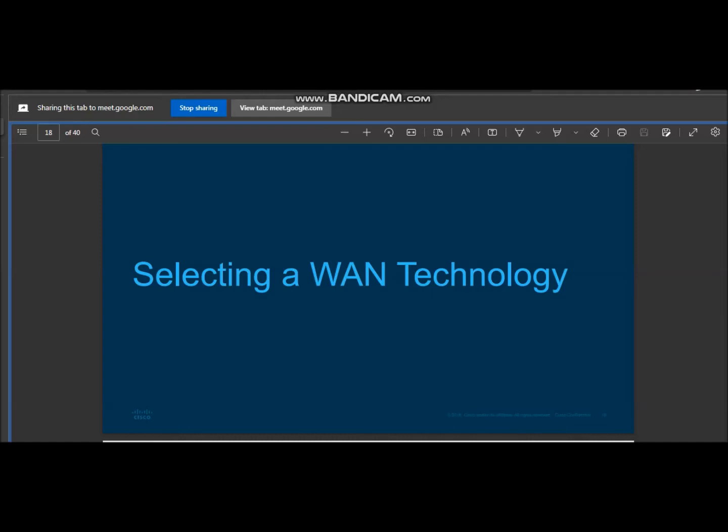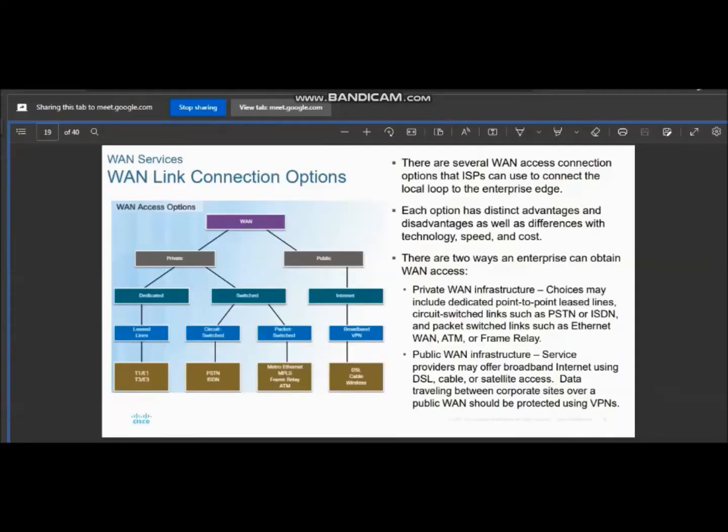Now we are going to discuss selected WAN technologies. There are several WAN access connection options that ISPs can use to connect the local loop to the enterprise edge. Each option has distinct advantages and disadvantages, as well as differences in technology, speed, and cost.